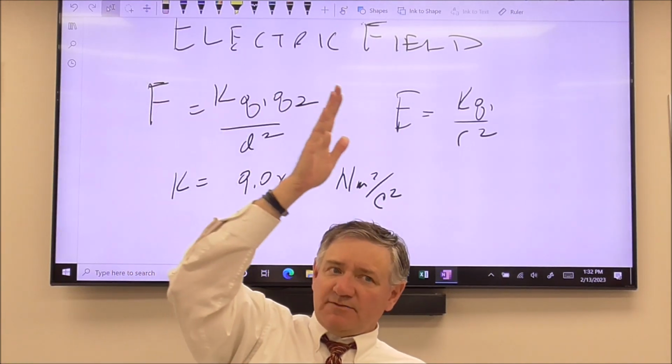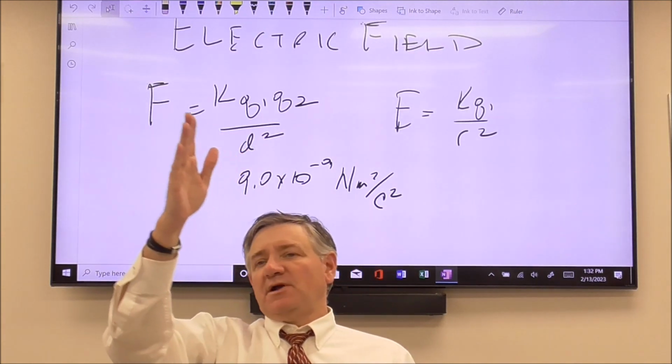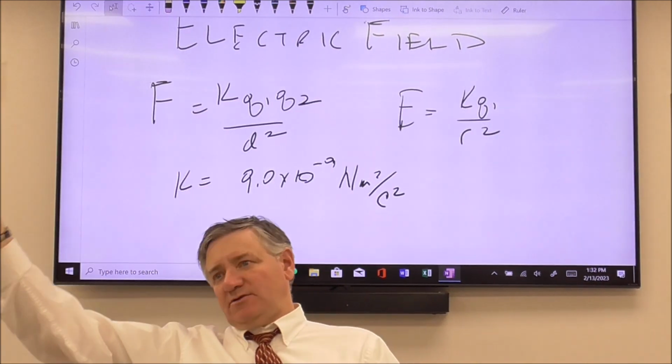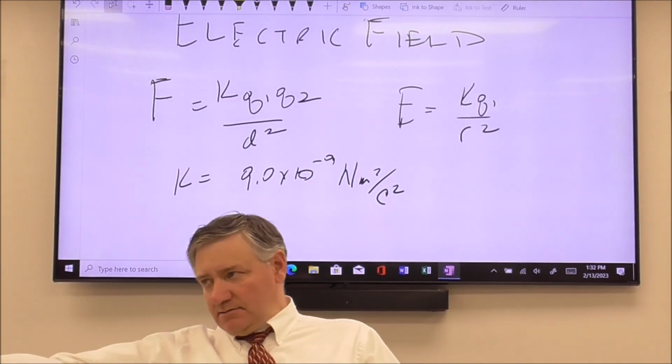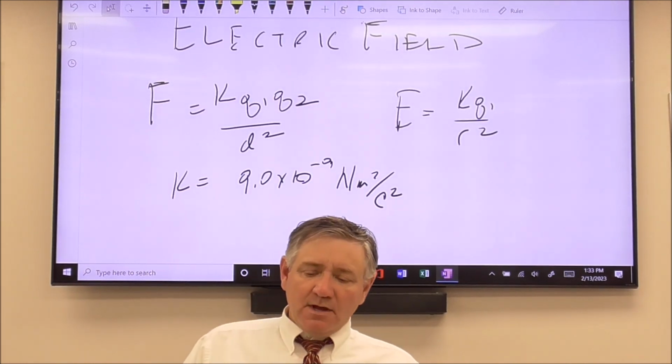So we start off with static electricity. From there, we'll build that into moving electricity. From moving electricity, we'll roll that into circuits and magnetic fields. So this is the beginning stages of this.